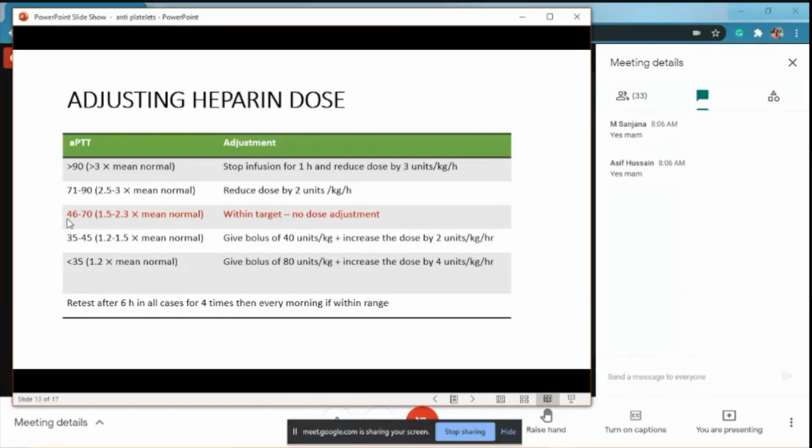So what to do after doing the adjustment? We have to retest after 6 hours. So we have to retest the APTT after 6 hours in all cases for 4 times. Then every morning if it is within the range. Okay. So that is how we adjust the heparin dose based on the APTT. Do you guys have any questions?